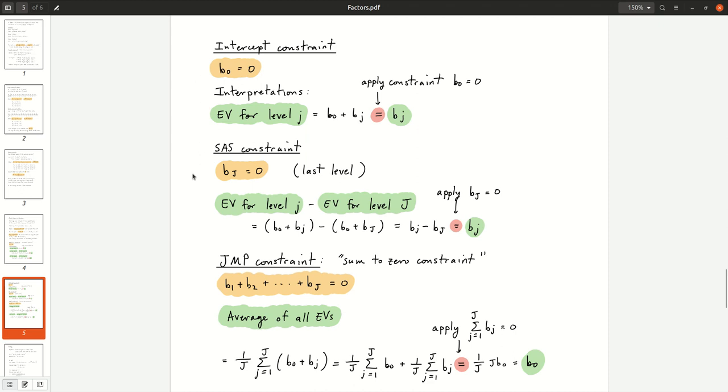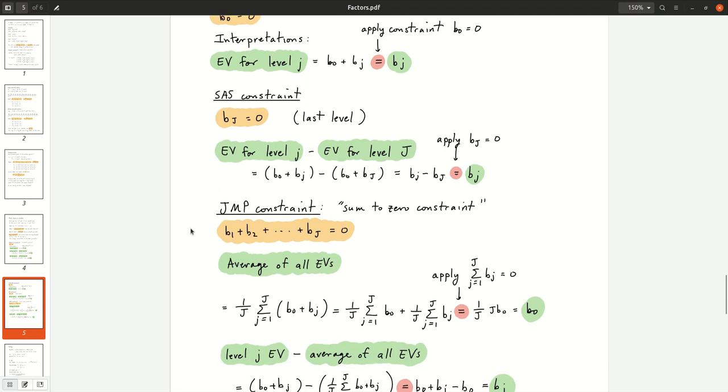All right, now SAS, which is a different statistical software program, uses a different constraint. Instead of setting the first level equal to 0, it sets the last level parameter equal to 0. And so to isolate the B sub J parameters, you have to do expected value for level lowercase j, so just think level 2, minus the expected value for the last level. That will isolate the B sub J parameter. So in SAS, the way you interpret B sub 2 would be the difference between the expected value for the second level and the expected value for the last level.